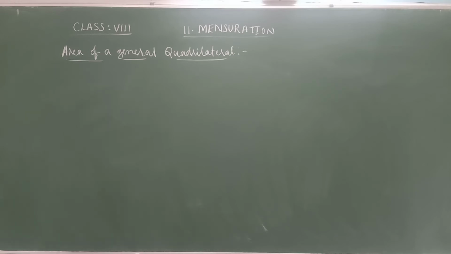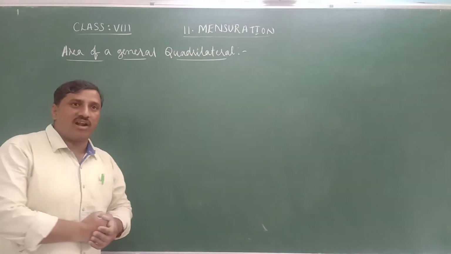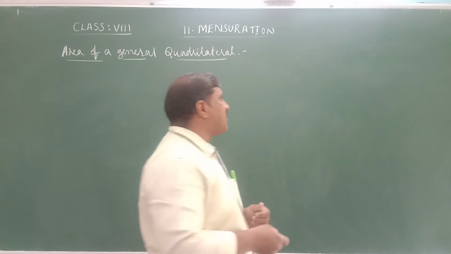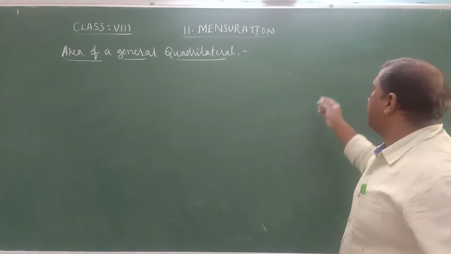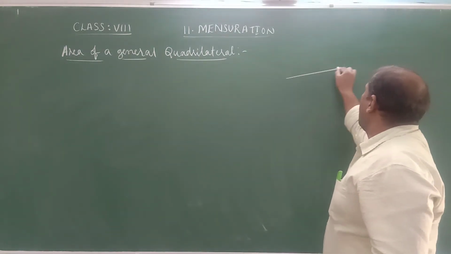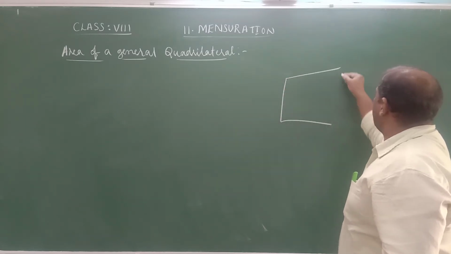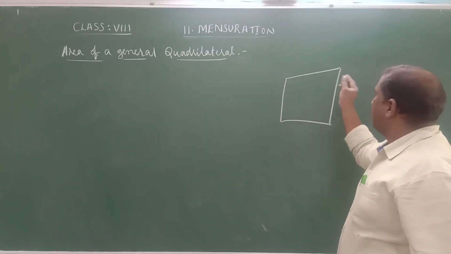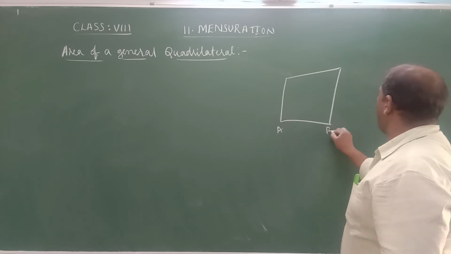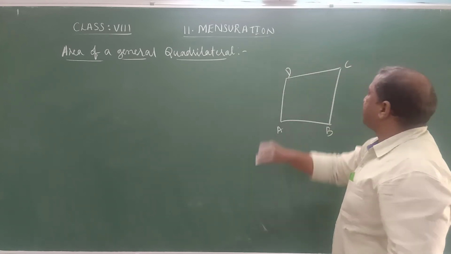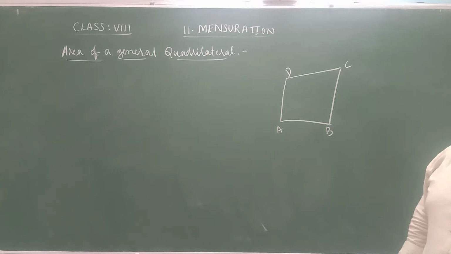Now we will discuss the area of a general quadrilateral. How to find the area of a general quadrilateral? For example, you take a quadrilateral. Let this be a quadrilateral ABCD. How to find its area?